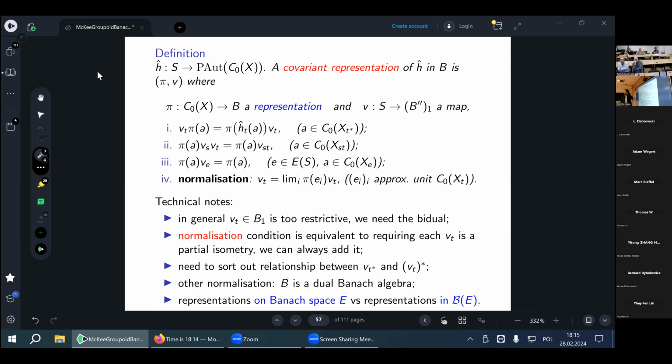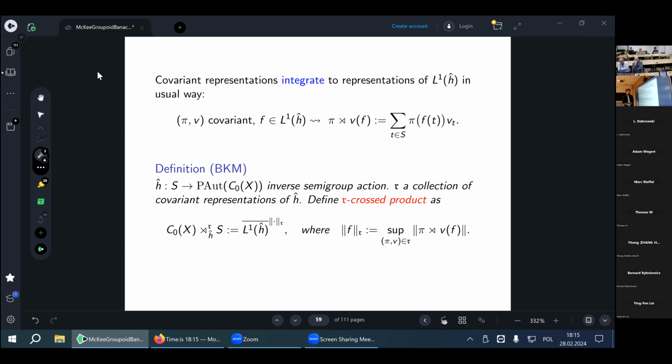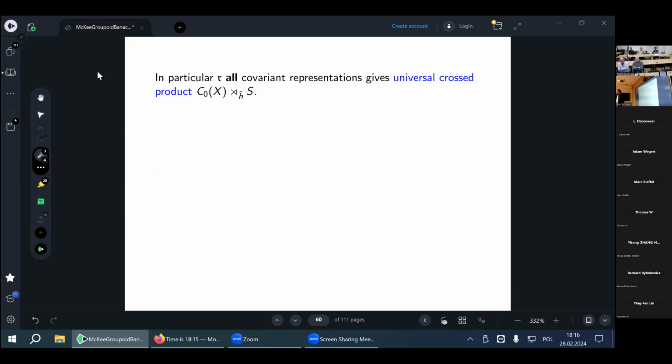So then we define a Banach algebra cross product, this thing, to be again the closure of this L1 algebra in the norm coming from this family of representations, covariant representations, which I chose here. In particular, I could choose all covariant representations in Banach algebras. That's a universal thing.